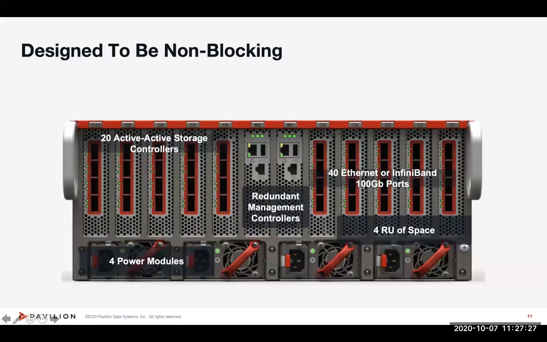That's great, Keith. When you stop and look at the architecture, this is a back view of what a Pavilion chassis looks like. You're probably thinking this looks a lot more like a switch than it does a storage device. And that really goes into what you were just saying about how the architecture drives that parallelism from the drives all the way out to the clients. So in a very small 4 RU, 4 rack unit space, we have the ability to have 20 active controllers. We have the standard redundant management cards built into the design, so you get the high availability. And then on the networking side, we have 40 Ethernet or InfiniBand ports.